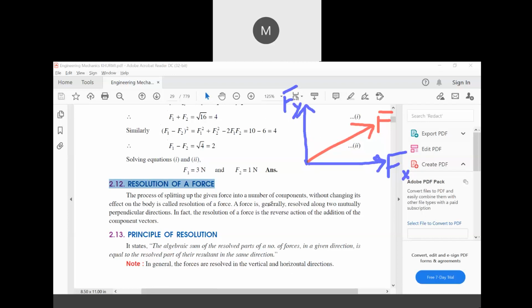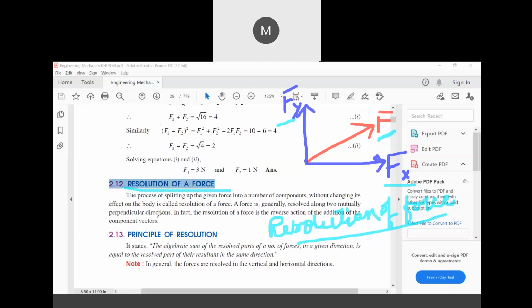This basic thing, this division of the main force F into Fx and Fy, is known as resolution of a force. Is it clear? What is resolution of force? I hope it is clear for all of you.